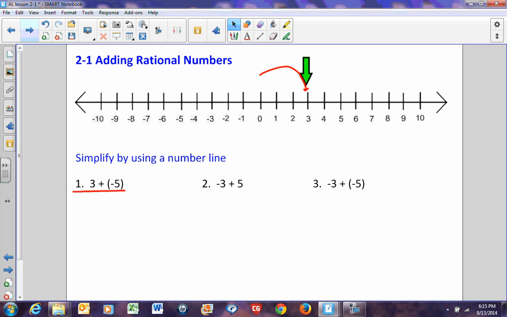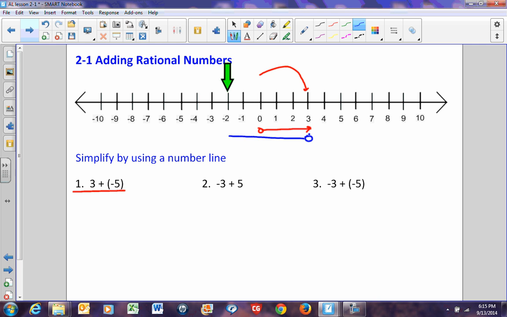So I would start at 0. I would go over 3 units. Then I have to go -5 units, which means I have to go 5 units in the opposite direction, 1, 2, 3, 4, 5. So essentially, I moved from 0, 3 units to the right, and then I had to move 5 units back, finally ending at -2. So the answer to 3 plus -5 is -2.